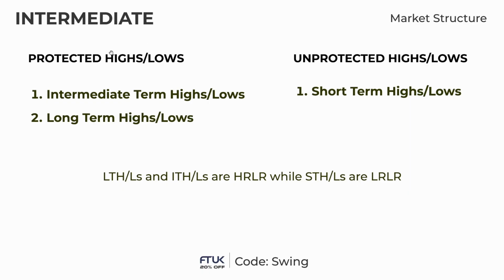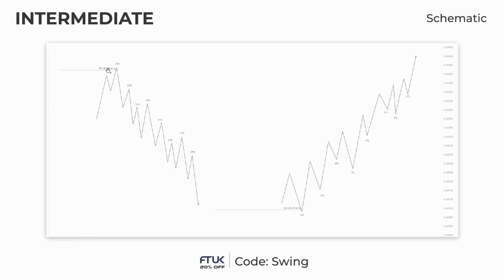So if we talk about protected highs, it is basically intermediate-term highs and long-term highs, and unprotected highs or lows are short-term highs and short-term lows. I've written a note here. Long-term highs and intermediate-term highs and lows are basically HRLR, while short-term highs and lows are LRLR. So HRLRs aren't taken out in a trend, and LRLRs are easily taken out by the market in a trend. So let's look into it in more detail.